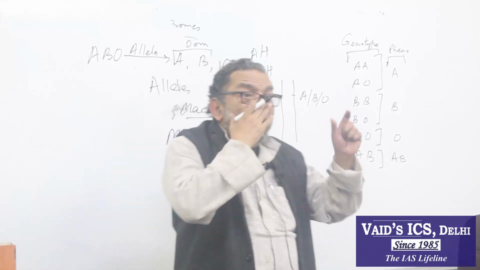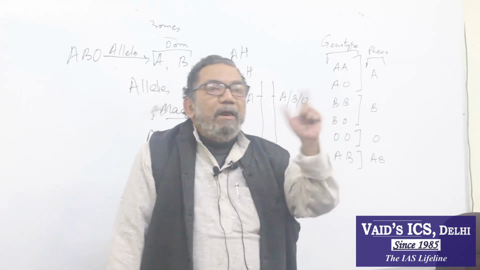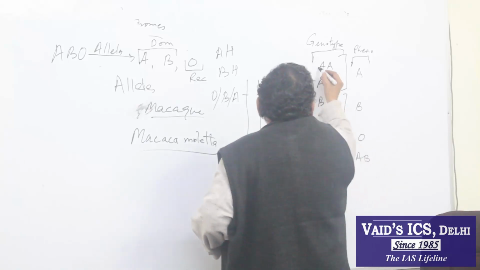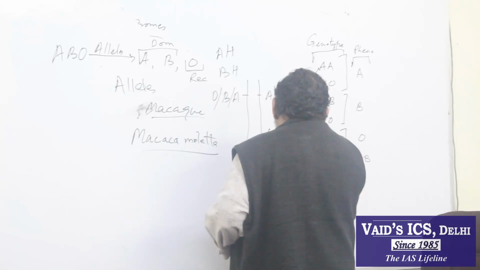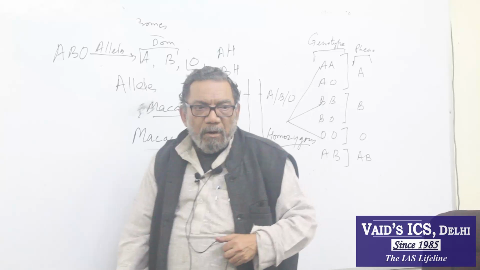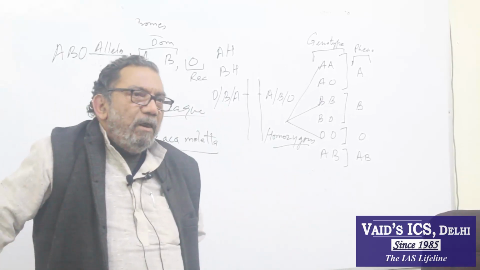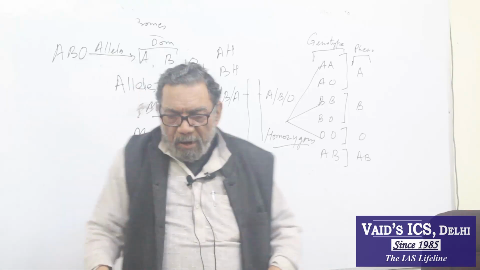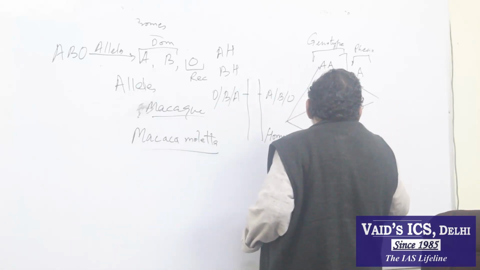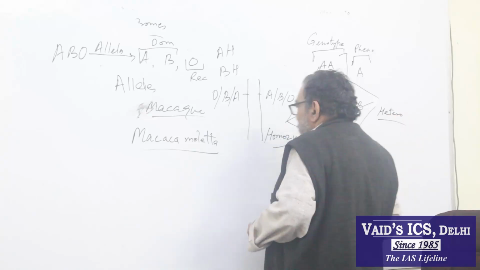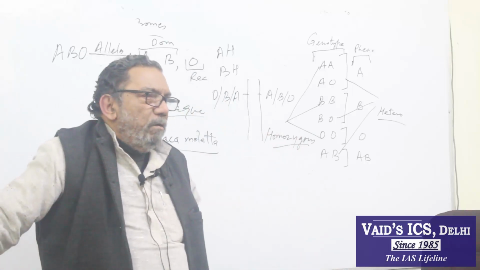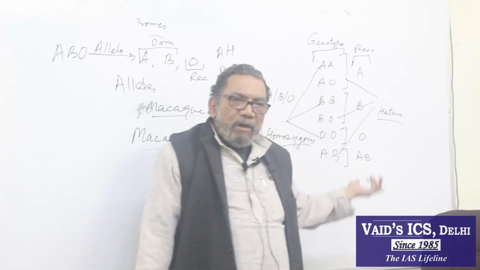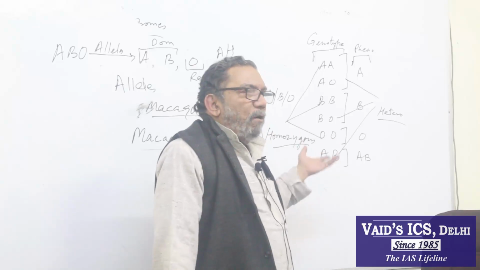In genotypes, two types of genotypes you can easily identify. Firstly, same allele present on both the positions. If A is there, A is there, B is there, B is there, the same allele is present. If the same allele is present, the condition is known as homozygous. Same allele present on both positions of the homologous pair: homozygous. And any two different alleles present, AO, BO, AB: heterozygous. So, A can be homozygous also, heterozygous also. B can be homozygous also, heterozygous also. O will always be homozygous. AB will always be heterozygous.